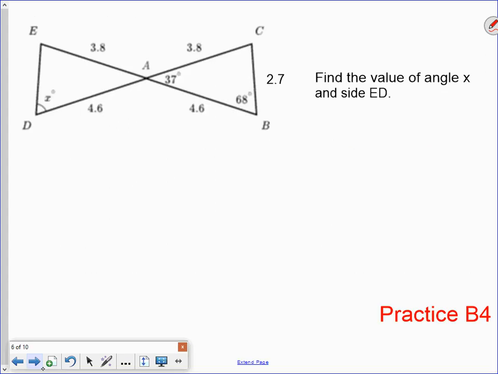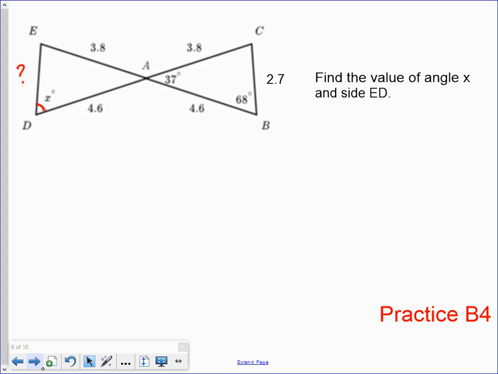All right, what if we know that two triangles are congruent? What can we do with that information here? Well, in this question, we're given two triangles, EDA and ABC. We're asked to find the value of angle X right here and side ED, which is over here. First off, are these two triangles congruent?